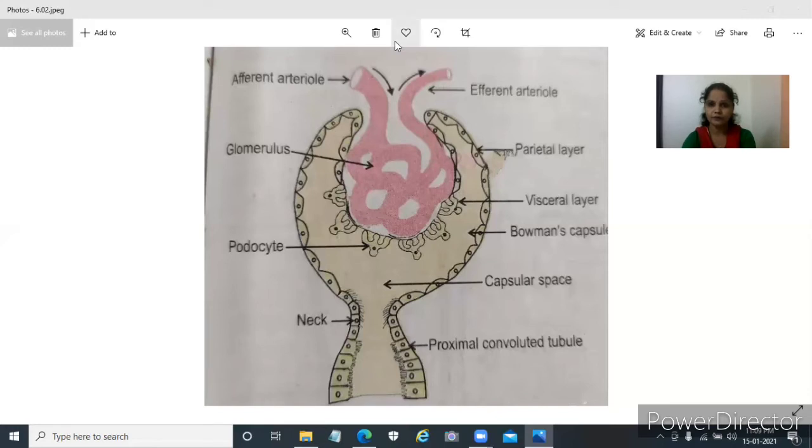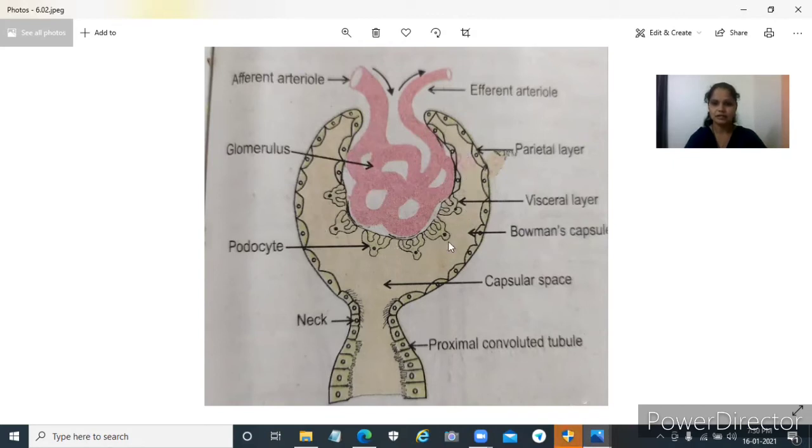Now the next point is Bowman's capsule. Friends, we know about that. Malpighian body consists of two main parts. One is a glomerulus and the second one is a Bowman's capsule. Glomerulus acts as an ultrafiltration, means a filtration is formed under the high pressure. Now the second one is a Bowman's capsule. So let's learn about that.